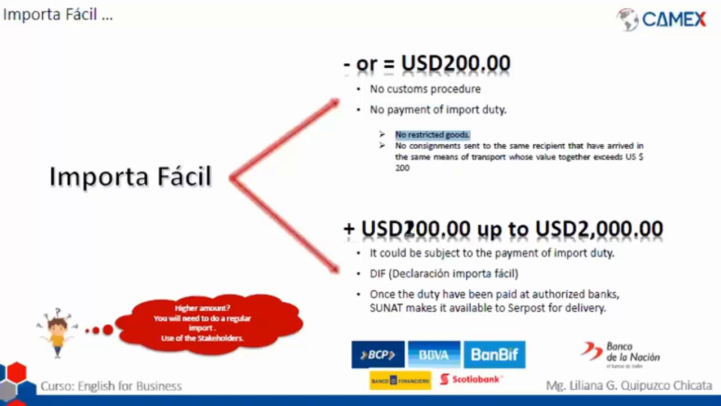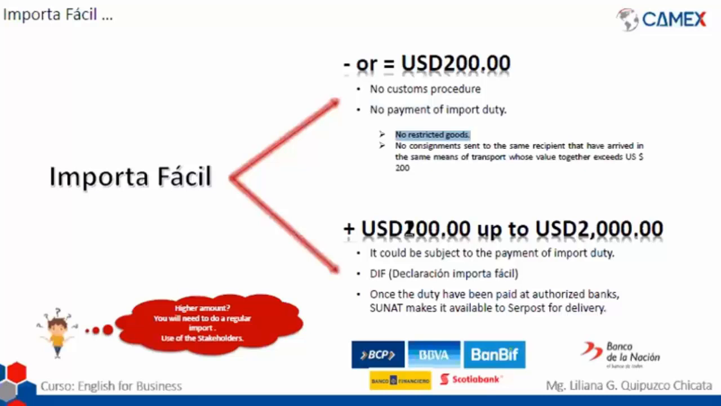Another special characteristic about Importa Fácil is that if your product is $200 or less, if you have, let's say, two shipments that arrive in the same means of transport, in this case, in the same airplane, and together they exceed the $200, it is not allowed to use Importa Fácil.